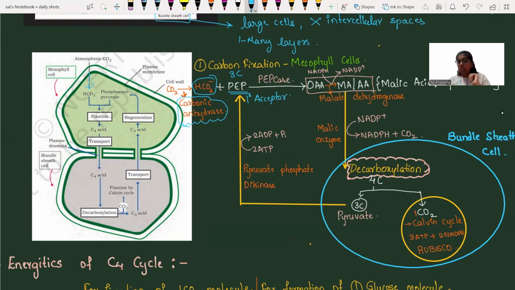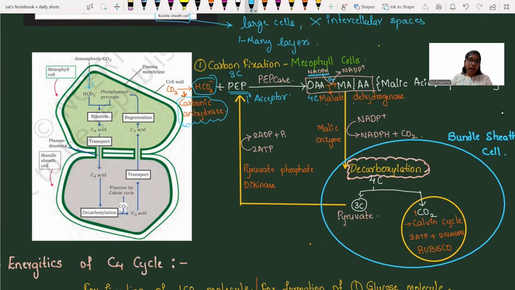Primary acceptor in C3 plants, or in the C3 cycle, is RuBP. Primary acceptor in the C4 cycle is PEP. Very much important. Okay. And this fixes to form a 4-carbon compound called oxaloacetic acid. I already told you OAA converts to either malic acid or aspartic acid by the enzyme malate dehydrogenase, utilizing one NADPH, which is oxidized to NADP plus.